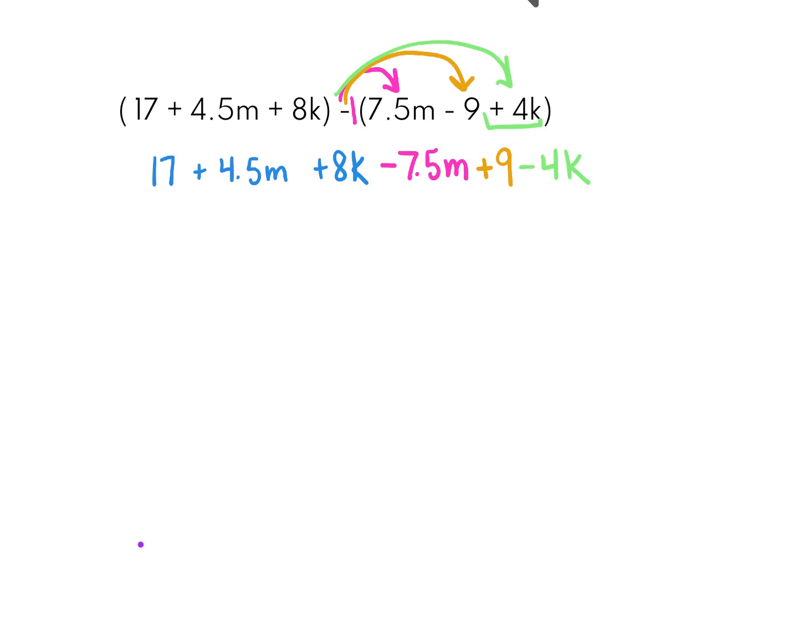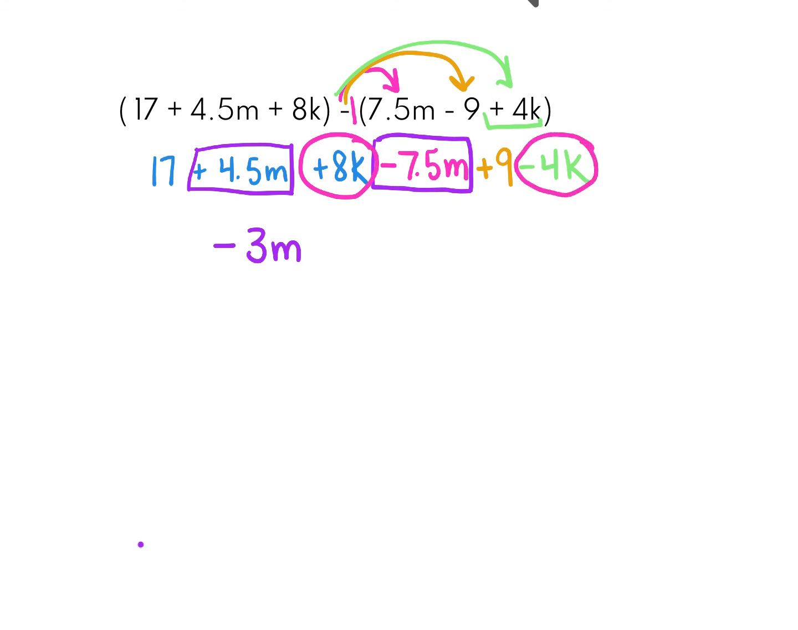Here we go. Let's start with the m's. So I have 4.5 m's. I have a -7.5 m's. When we combine them, we get -3m. I have a positive 8k and a -4k. That's going to give me positive 4k.